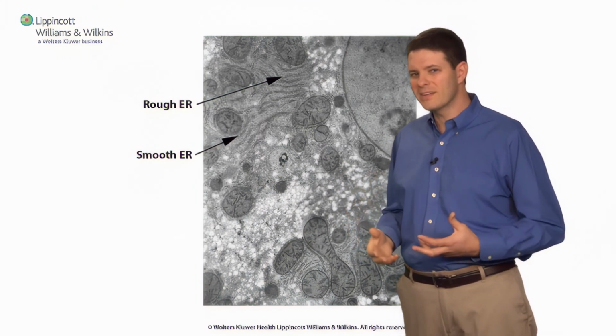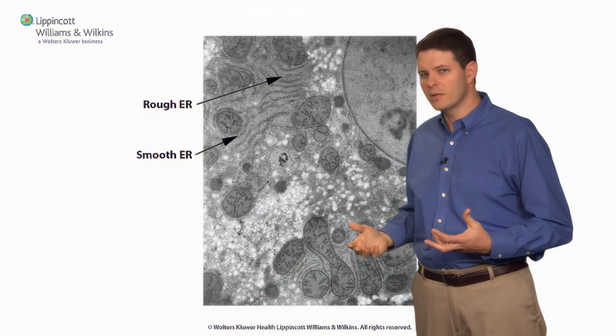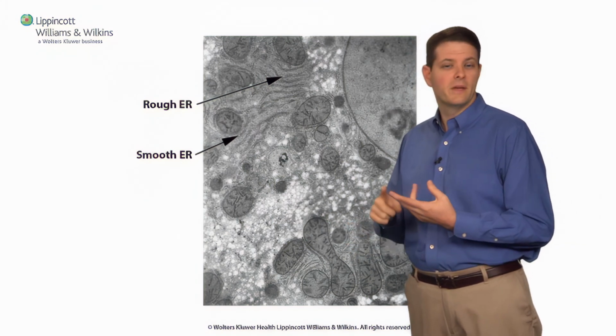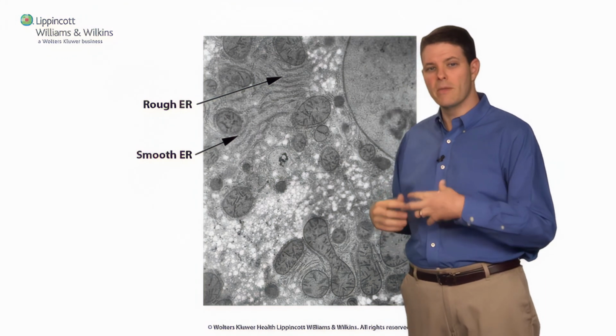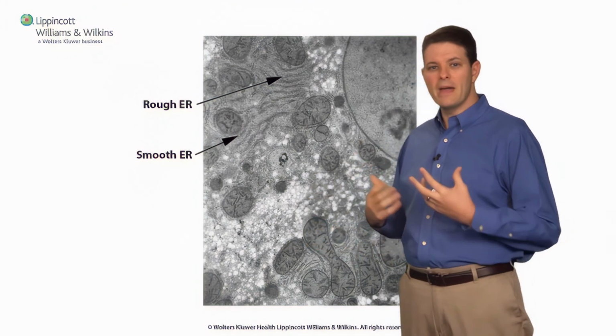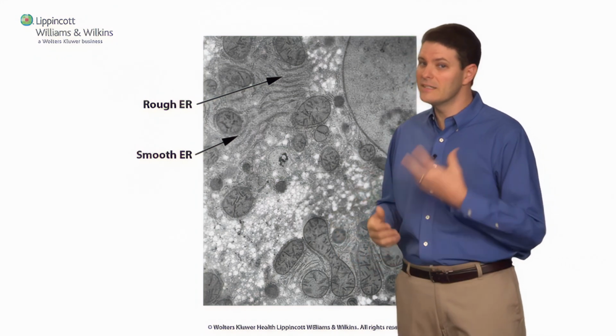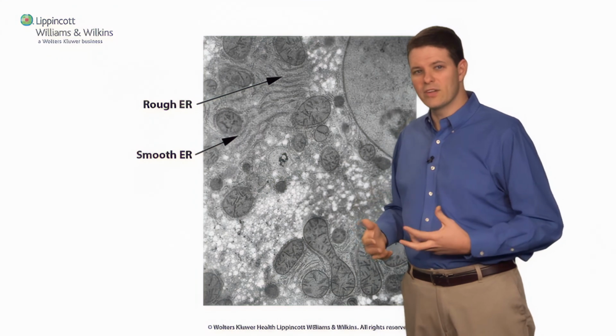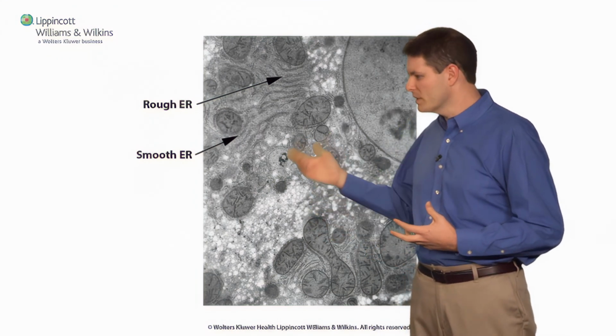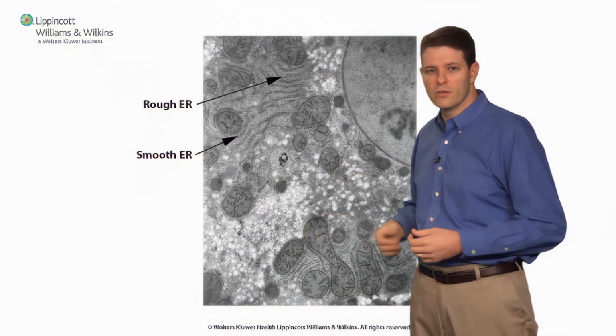So where would you expect to see a lot of smooth endoplasmic reticulum? In the adrenal cortex and the hepatocytes. So the adrenal cortex cells are rich in smooth ER because they're making steroid hormones. And hepatocytes are important for metabolizing and detoxifying things. So if you take a lot of medications, your hepatocytes are going to have a lot of smooth endoplasmic reticulum in order to metabolize all those drugs.